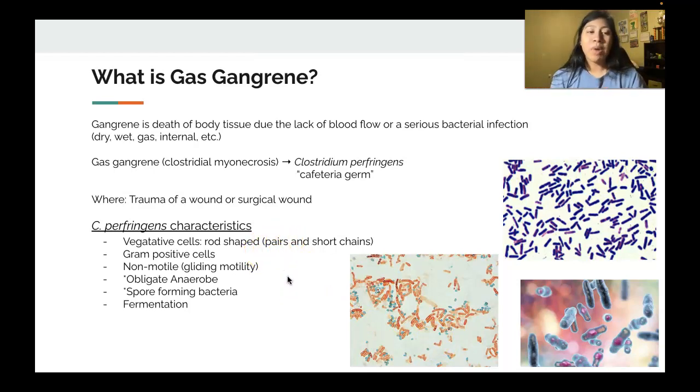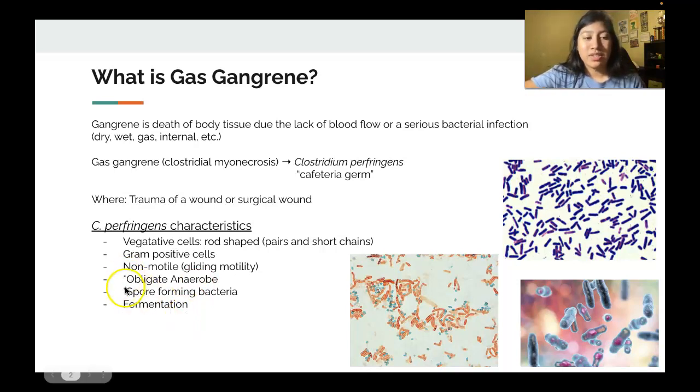So that's what they mean by chains and growing in pairs. They're gram-positive cells. Right here on your right, this is a gram-positive stain, and you could see the crystal violet still present in the membrane, so that's how you know it's positive. It's non-motile, but they do have some sort of motility. It's called gliding motility, and from what I know of gliding motility, it doesn't require flagella or other things in order to move.